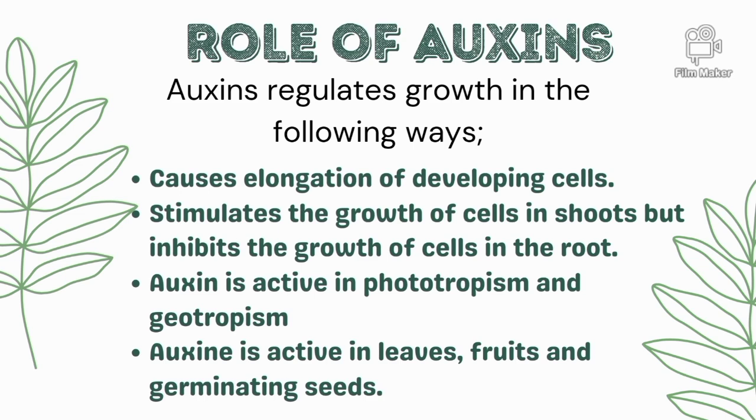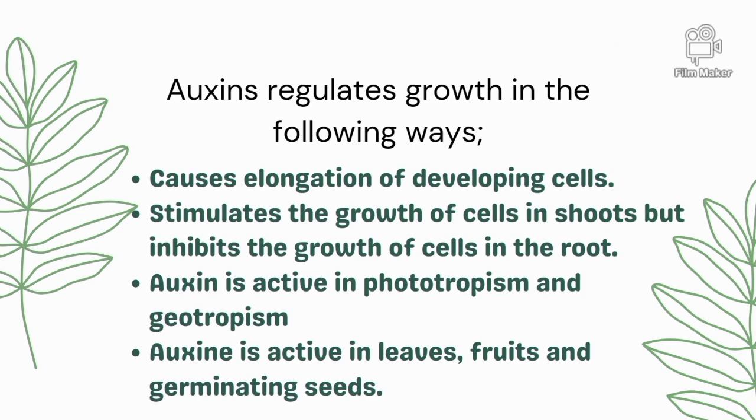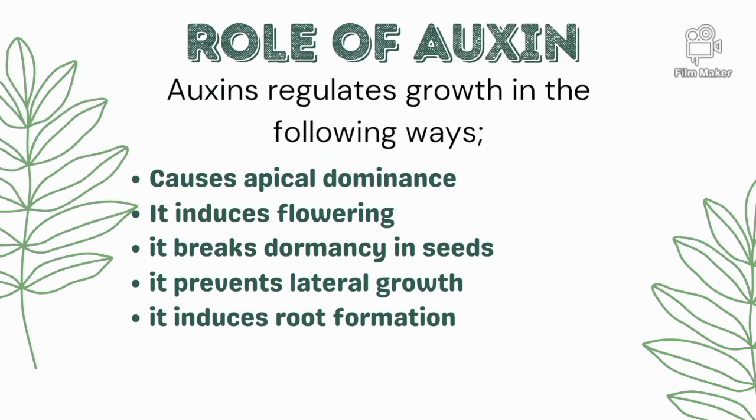Auxins promote growth through the following: by causing elongation of developing cells, stimulating the growth of cells in the shoot but inhibiting the growth of cells in the root. Auxin is also active in phototropism and geotropism. Auxin is active in leaves, fruits, and germinating seeds. Also, auxin causes apical dominance by the concentration of auxins at the tips of the root, shoot, and stem.